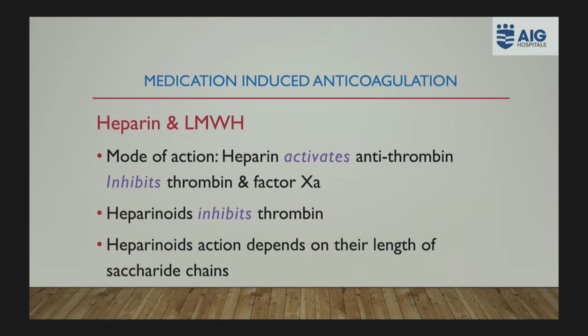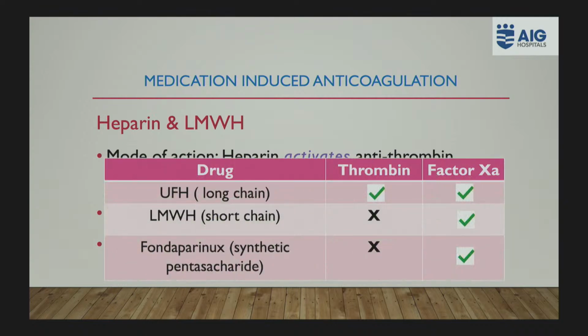Heparinoid action depends on the length of the saccharide chains, and this gives unfractionated heparins, low molecular weight heparins, and fondaparinux. Unfractionated heparin inhibits both thrombin and factor 10A. Low molecular weight heparins, as they have shorter chain lengths, can only inhibit factor 10A.